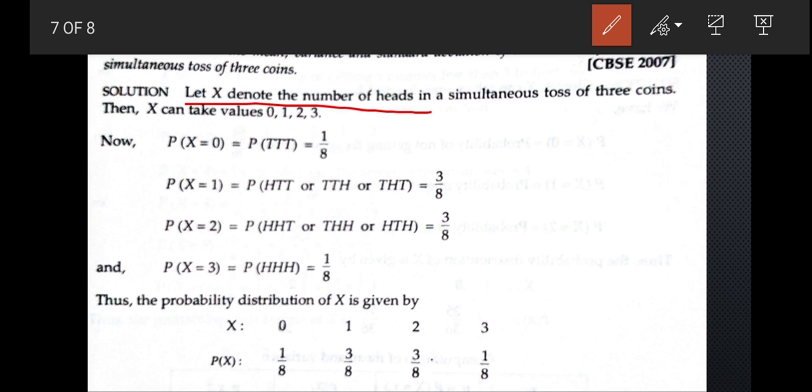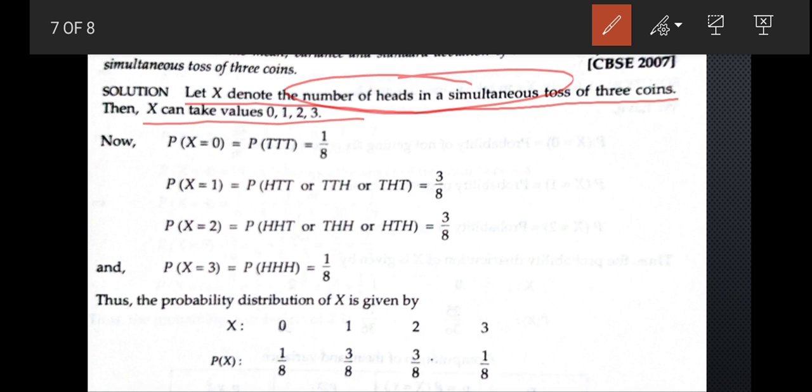So let x denote the number of heads in a simultaneous toss of 3 coins. So x can take values 0, 1, 2, 3. Means we have to find out the number of heads in a simultaneous toss of 3 coins. Maybe we will get x equal to 0. Maybe we will get x equal to 1. Maybe we will get x equal to 2, means 2 heads. And maybe we will get x equal to 3, means 3 heads.